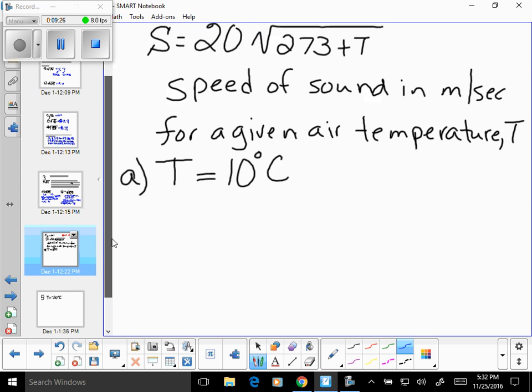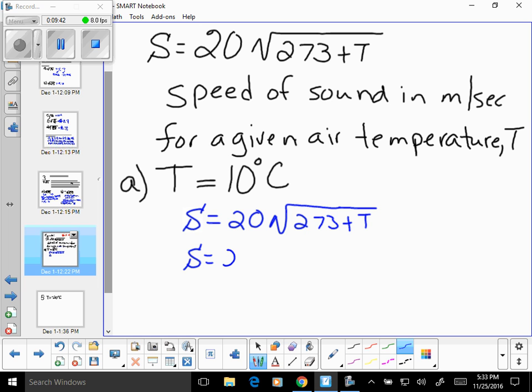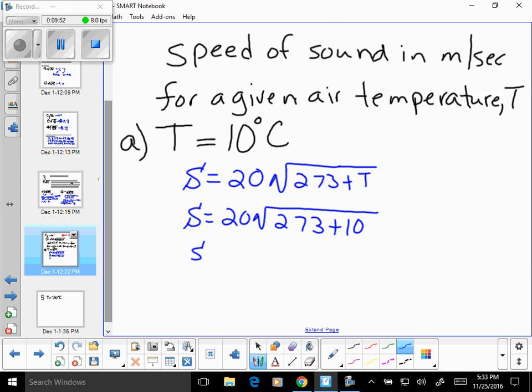Now, again, we're working with a formula, so just like the other day, the first thing you're going to do is write down your formula. 20 times the square root of 273 plus T, where T stands for temperature. So the speed of sound is going to be 20 times the square root of 273 plus 10 in this particular case. That means your speed of sound is going to be 20 times the square root of 283.